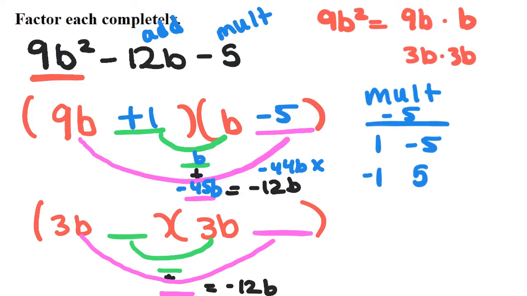Now let's try the 1 and 5 in the bottom expression. So I do +1 minus 5. The 1 times 3b gives us a value of 3b, and 3b times -5 gives us a value of -15b. And when I add those two, it gives me a value of -12b, meaning that this example works. So your answer would be 3b plus 1 and 3b minus 5.